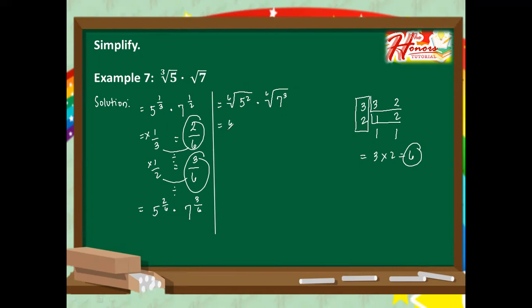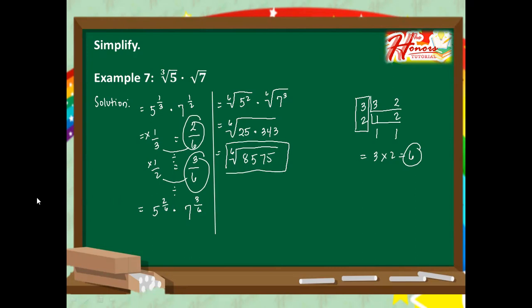So copy the sixth root since they have the same index now. And then simplify. 5 squared, that's 25, times 7 cubed, that is 343. And then we will multiply 25 times 343. So we have here the sixth root of 25 times 343. And that is 8,575. And this is the answer for example 7.